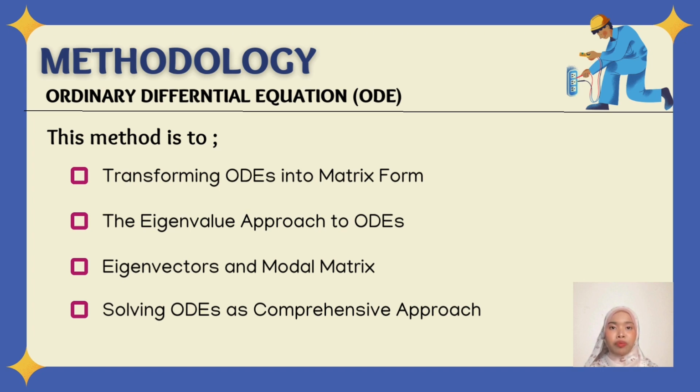Secondly, the eigenvalue approach to ODEs. Now, let's apply the eigenvalue approach to our ODEs. By representing the ODEs as matrices, we can derive the characteristic equation whose roots are the eigenvalues. These eigenvalues, in turn, unlock the inherent frequencies of the system. Next, eigenvectors and modal matrix. Once we have determined the eigenvalues, the corresponding eigenvectors guide us in constructing the modal matrix. This matrix, derived from the eigenvectors, plays a crucial role in expressing the general solution of the system.